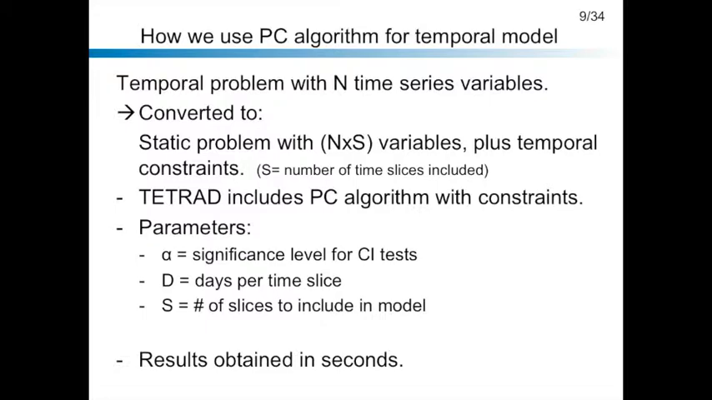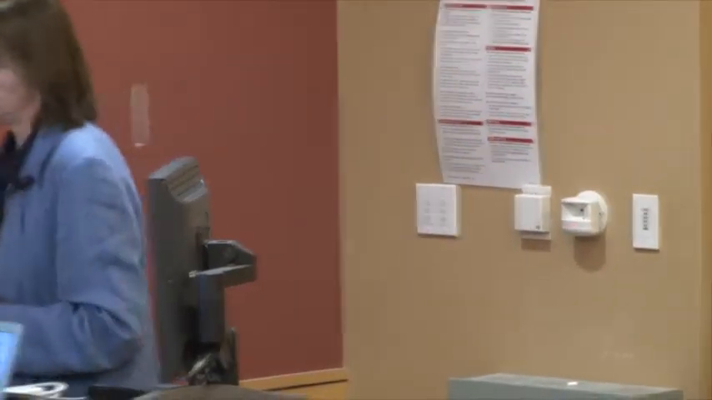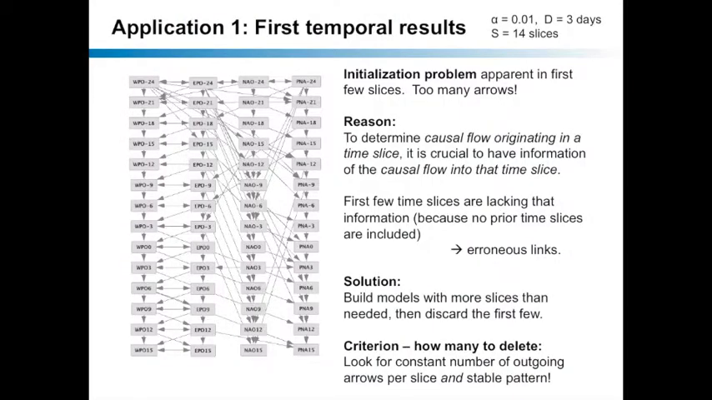But I can now put that in and interpret the time constraints as constraints in the PC algorithm. I use the standard Fisher z-test, partial correlations, basically. Alpha is my significance level, d is the number of days per time slice, and s is the number of slices I use. And I get this as the first model. Just to be clear, WPO, this column, for example, is just the different time slices of WPO. So each column here represents 1 variable.